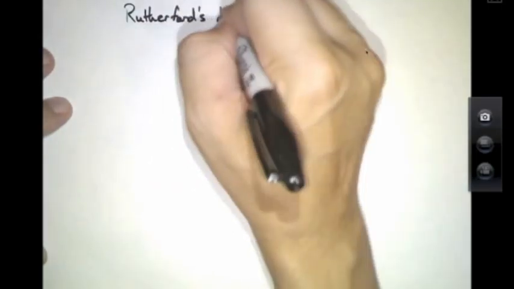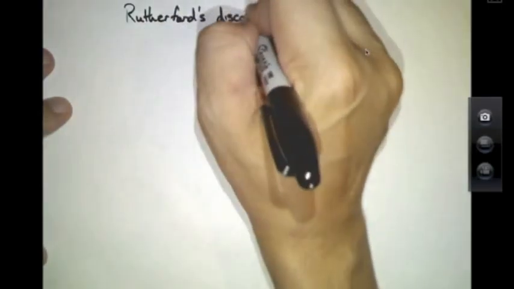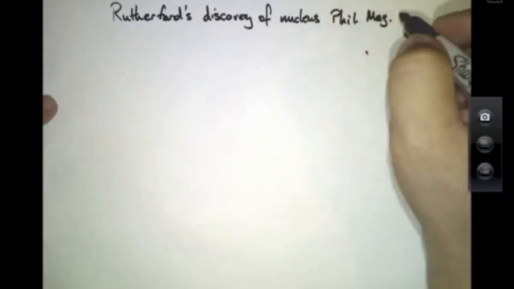The second major piece of data that Bohr was trying to use in his model was Rutherford's discovery of the nucleus. This came in 1911.